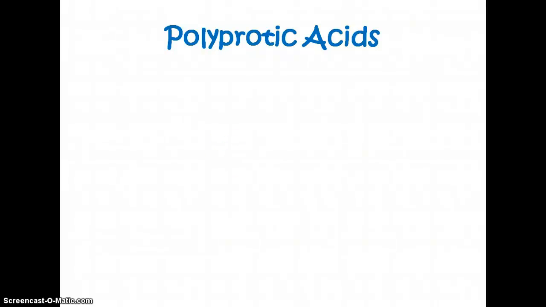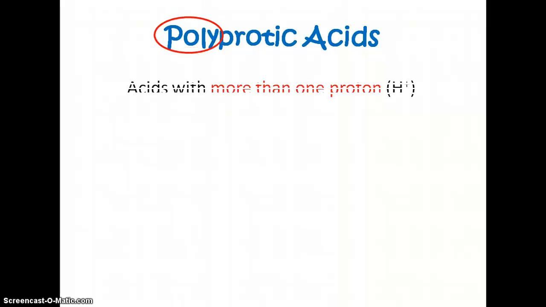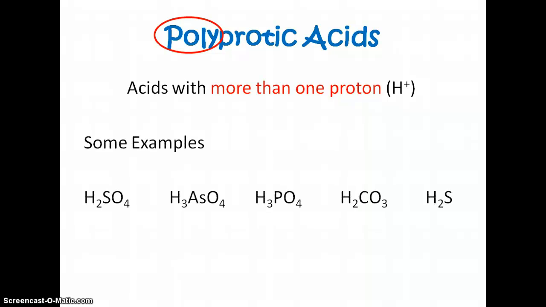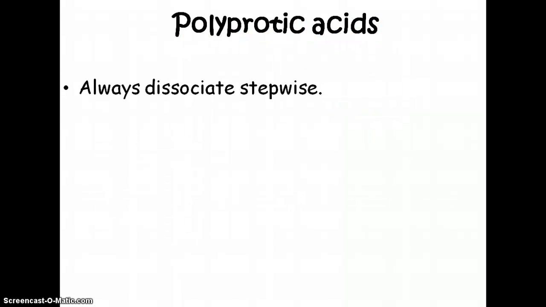Polyprotic acids are an interesting topic. First, notice poly. Basically, we're talking about acids that have more than one proton. So poly means more than one. Protic, talking about a proton, so we're talking about acids that have more than one hydrogen ion that they can donate. So in all these examples, notice that below the hydrogen ion there is a subscript 2 or 3. So they have more than one hydrogen they can give up when dissolved in aqueous solution.